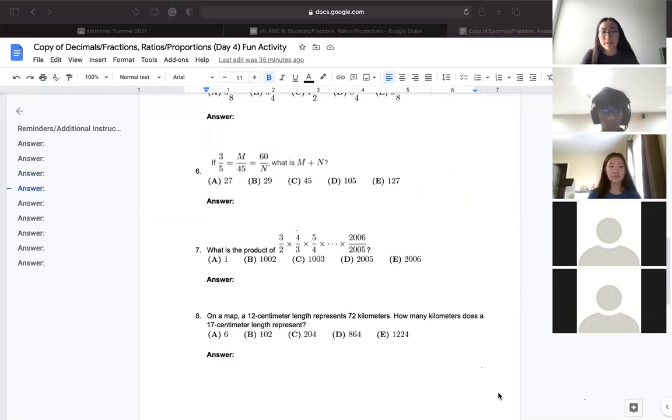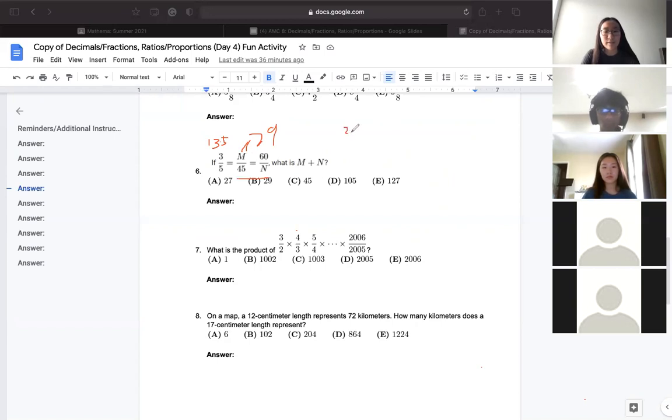Okay, number 6 is pretty quick and simple. So you can just solve this really fast using cross multiplication. So yeah, 3 times 45 would get you 135, and then 135 equals 5m. So 135 divided by 5, m equals 29. That looks horrible. 29. And then you just do the same thing for these other two equations.